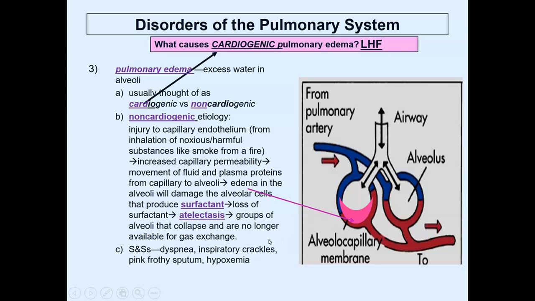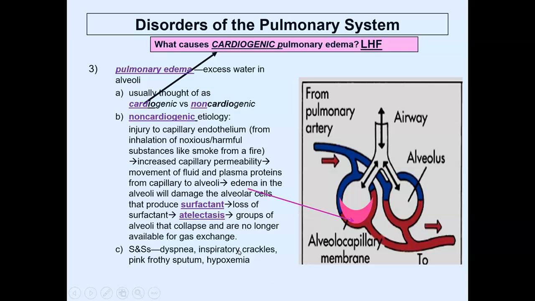Again, so we have water damages the alveolar cells. Surfactant is not produced anymore. There is a loss of surfactant, which will cause the collapse of the alveoli, and that means they are no longer available for gas exchange.